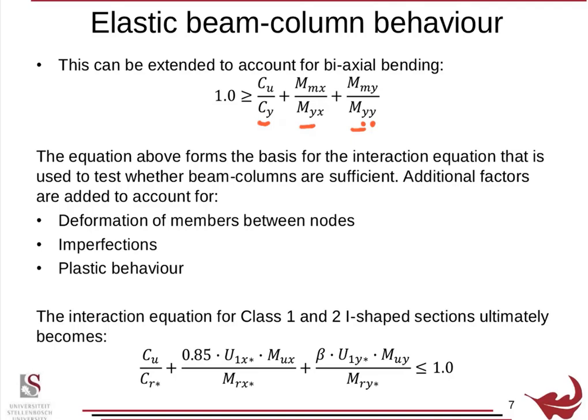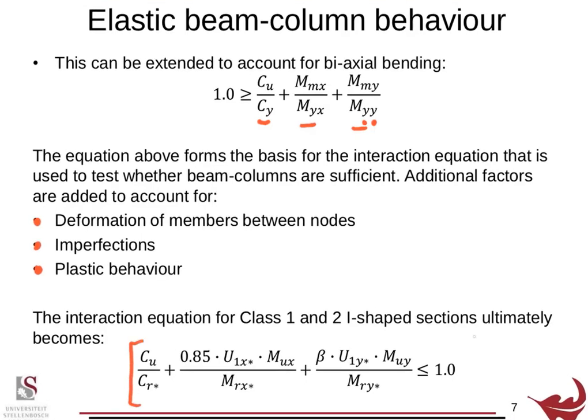Now the equation above forms the basis of the interaction equation that is used to test whether beam columns are sufficient, whether they're strong enough. But we have to consider additional factors such as deformation of members between nodes, imperfections, and plastic behavior. So we've got to generalize that equation to account for reality. These are not perfect members, they do deform, they do have imperfections, but we do allow plastic behavior. And ultimately what you'll see in our design code is this equation here.